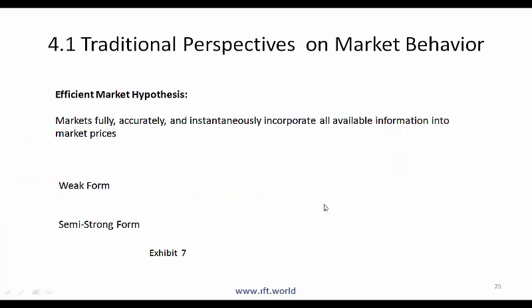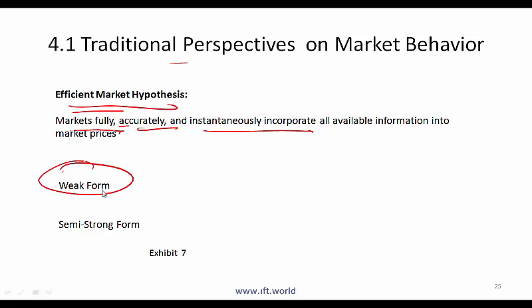construction. Okay, so in terms of the traditional perspective, you are here because of many reasons, and one of those reasons is that you know the basics of the efficient market hypothesis. So you know that the efficient market hypothesis says that markets fully, accurately and instantaneously incorporate all available information into market prices. Okay, so that is a summary of the efficient market hypothesis. Okay, so do you remember what the weak form of the efficient market hypothesis was all about? Yeah, so this is a recap from level 1.